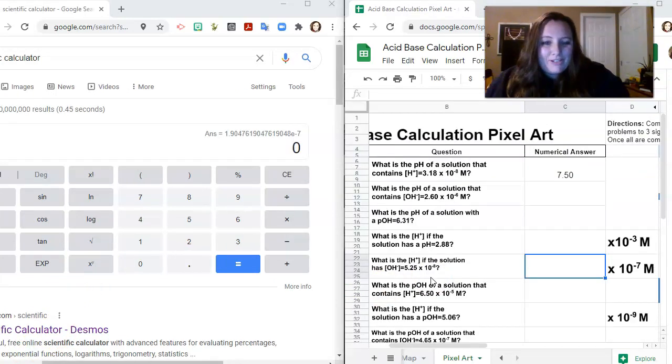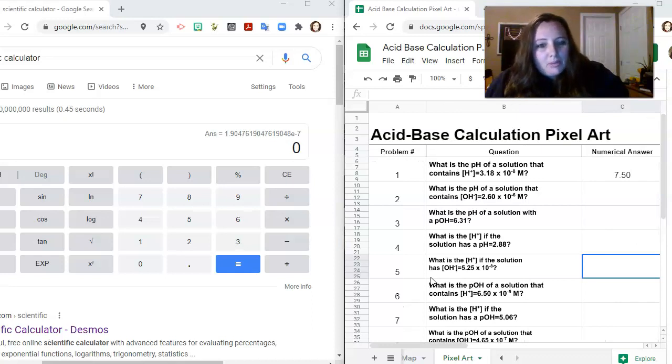All right, so we finished that first one. Now let's do problem number 5. Okay, so problem number 5 is going to be a little bit trickier because we do have to use a little bit of algebra. Yes, you actually get to apply some algebra here.